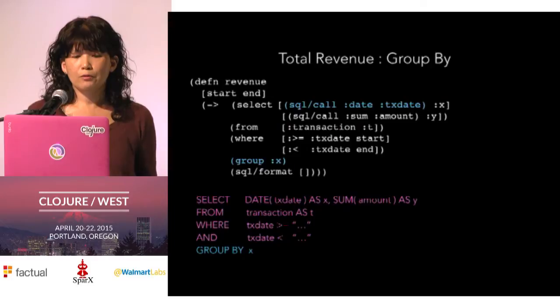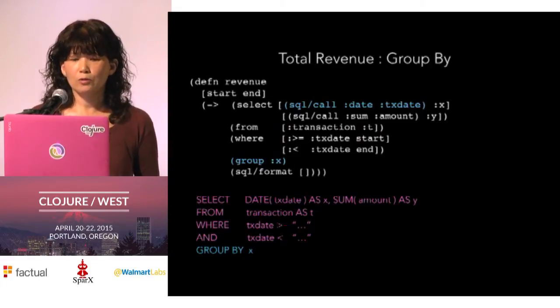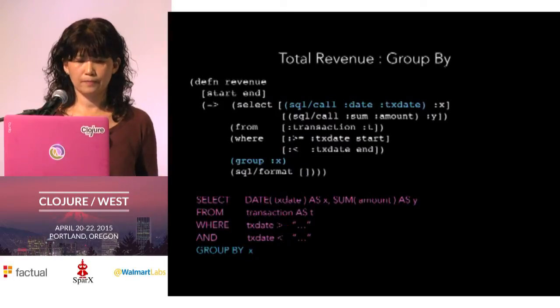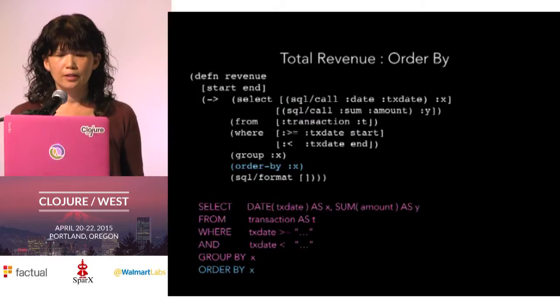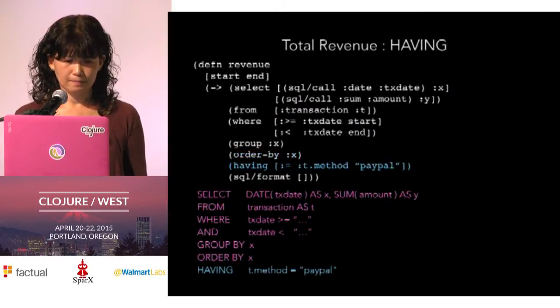In order to aggregate the Y value by day, let's call the date aggregate on the transaction date column so that we can group by X. And order by X so that data in the result set is in ascending order by date.